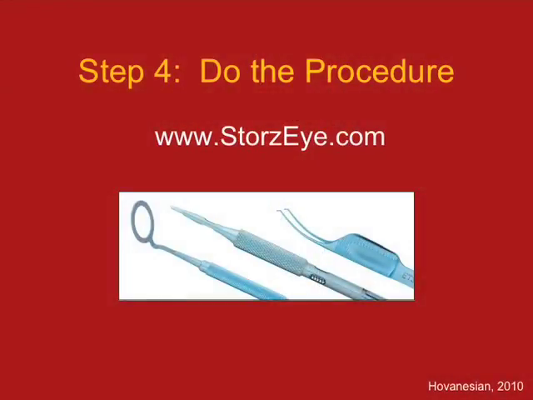The next step is doing the procedure itself. You'll need just a few items, a diamond knife and a way to find the axis at a very minimum. In this video, I'll be showing you my technique with instruments from Storz, available at storzeye.com.